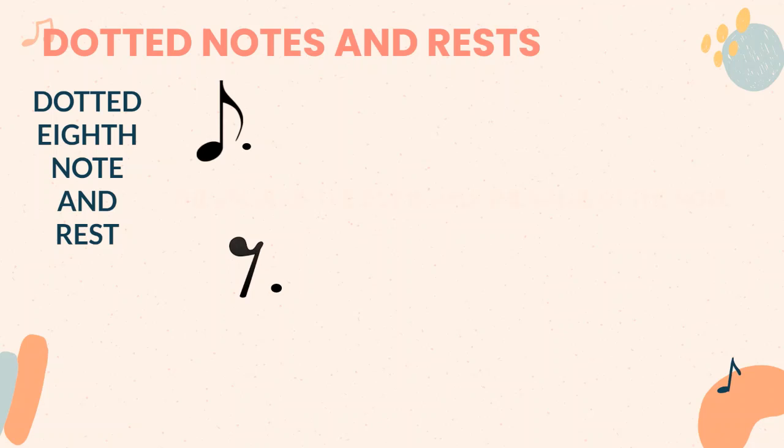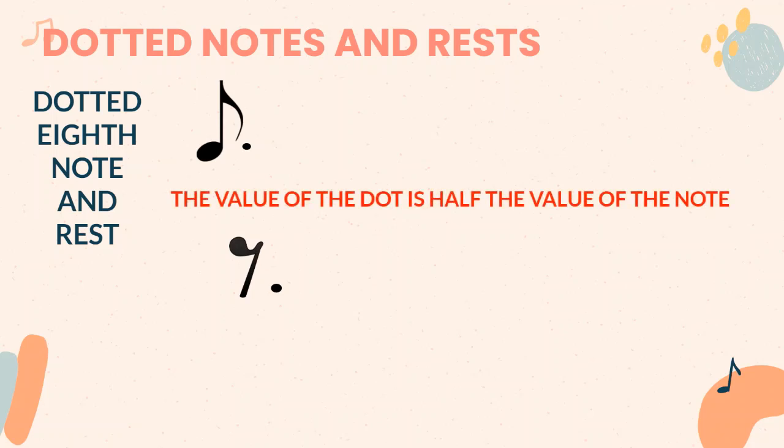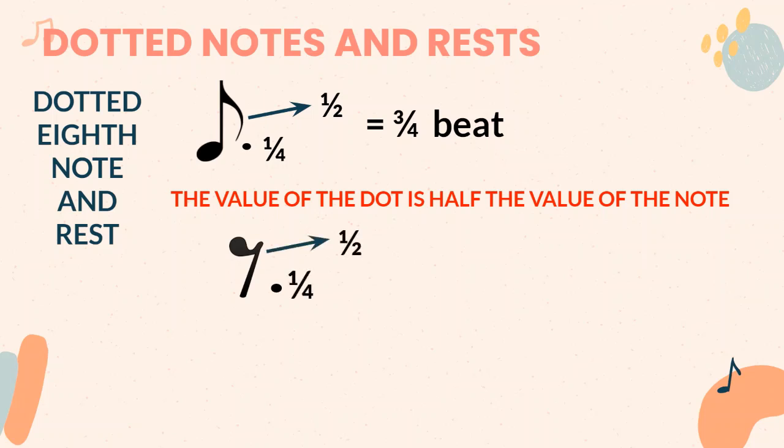For the dotted eighth note, the value of an eighth note is 1/2, and half of 1/2 is 1/4, and 1/2 plus 1/4 is 3/4. So the value of a dotted eighth note is 3/4. For the dotted eighth rest, the value of an eighth rest is 1/2, and half of 1/2 is 1/4, and 1/2 plus 1/4 is 3/4. So the value of a dotted eighth rest is 3/4.